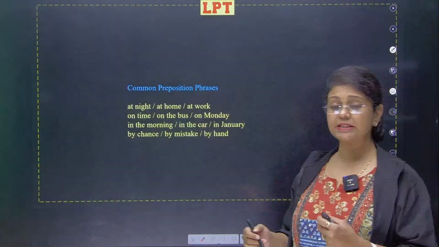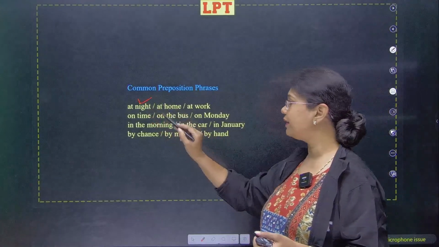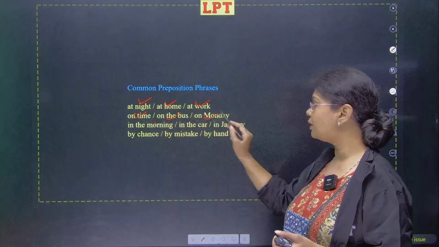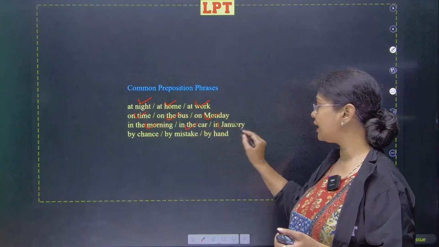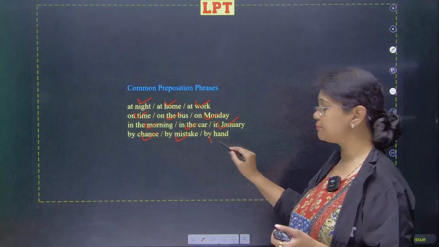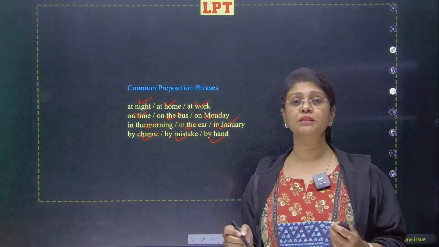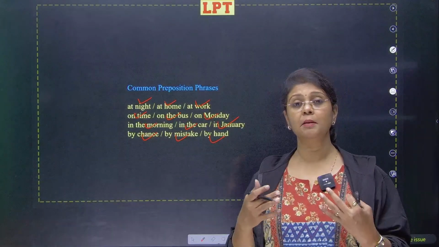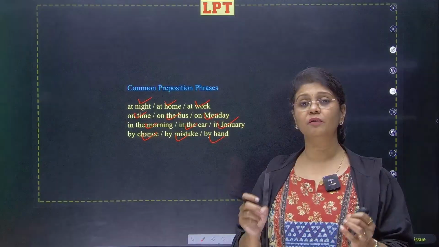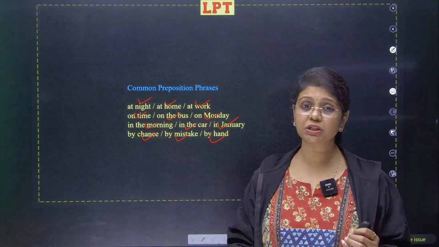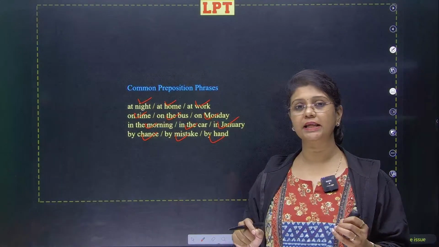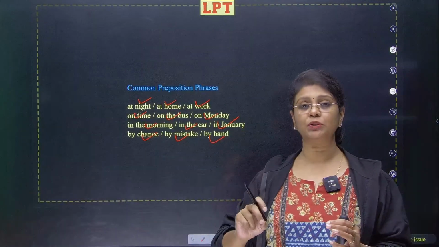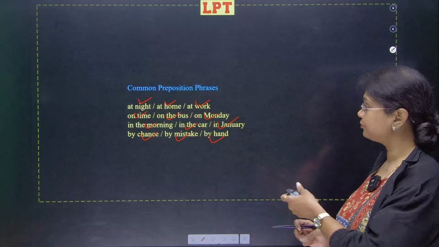Common prepositional phrases that we actually use: we say at night, at home, at work, on time, on the bus, on Monday, in the morning, in the car, in January, by chance, by mistake, by hand. See, basically when it comes down to prepositions, I tell students that there are not many rules that you have to really mug up, but a basic understanding of how the position of a preposition is important in the sentence will enable you to choose the right kind of preposition with respect to the right kind of sentence.